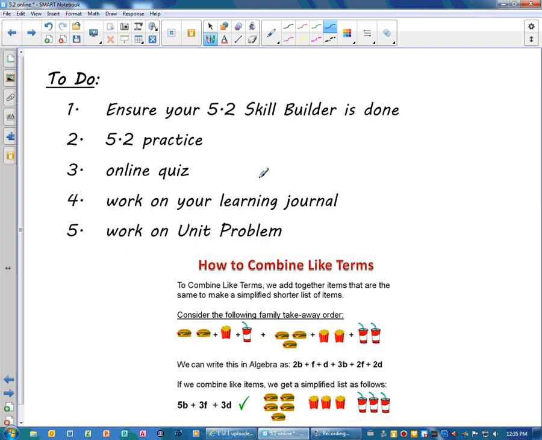Okay? So your to-do list. You need to make sure that your 5.2 skill builder is done. Work on your 5.2 practice. Do that online quiz. Hey, don't forget you need to be working on your learning journal as we go. And you've got that unit problem, that 100 chart that's in your textbook. So make sure you're having a look at that and you're keeping up with that. And I would like that submitted on Jupiter Grades as a PDF file. So if you have questions about that, how you do that, you need to come and see me.